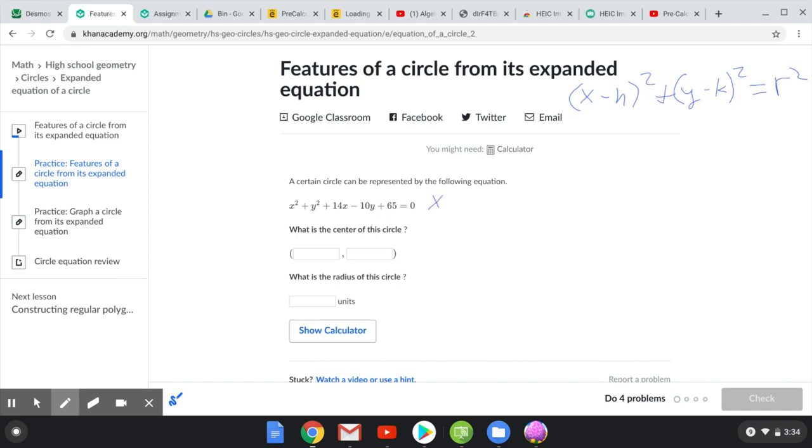So I have x squared plus 14x, and then I'm going to be completing the square, so I'm going to leave myself with some space, and then I have y squared minus 10y. And again, I'm going to leave myself some space for completing the square, and I'm subtracting the 65 to the other side. So I have negative 65 on this side. Okay, so this is my setup. This is my setup for completing the square.